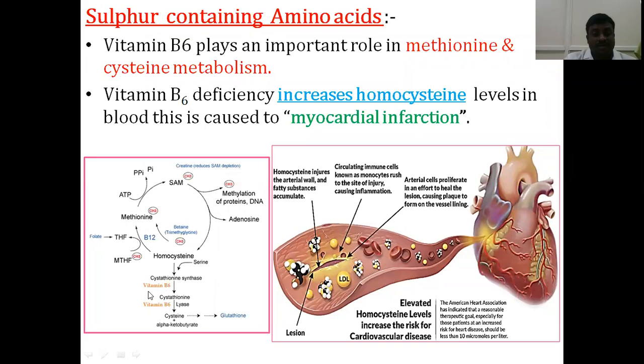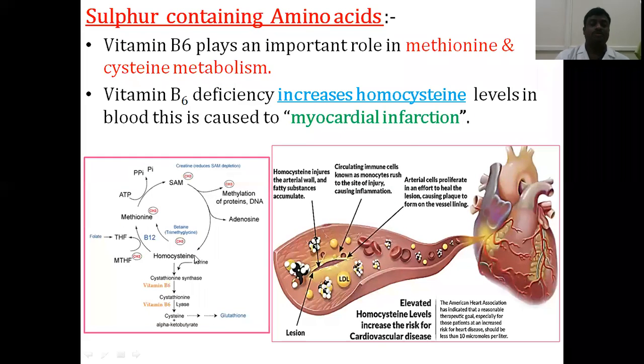Whenever we have a sufficient amount of vitamin B6, this homocysteine is actively converted to cysteine and glutathione. If there is no vitamin B6 participating in this homocysteine metabolism, then accumulation of homocysteine in the blood takes place.